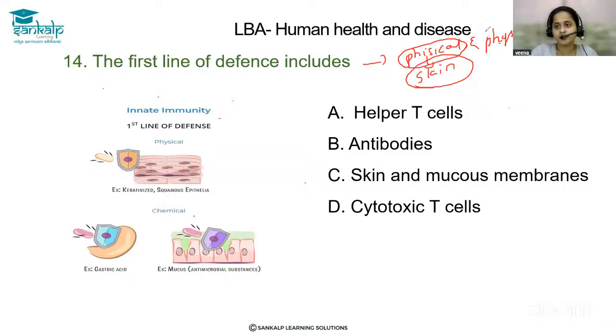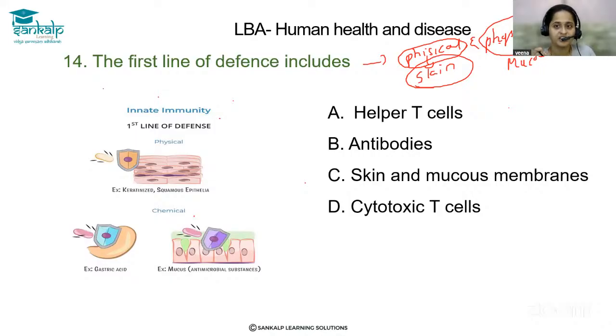Another one is the physiological barrier. Here we can take the example of the mucous membrane, which is present inside our body. It traps the dust particles and allows only pure material inside the body. So that is also a defense.